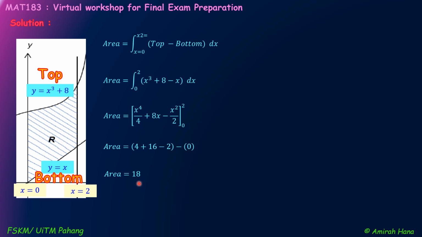Lepas tu letaklah, kemudian tambahkan dia perkataan units squared. Kalau area kena squared. Kalau volume, cube. So this is our final answer. This is the area of the shaded region here. Right? Got it?